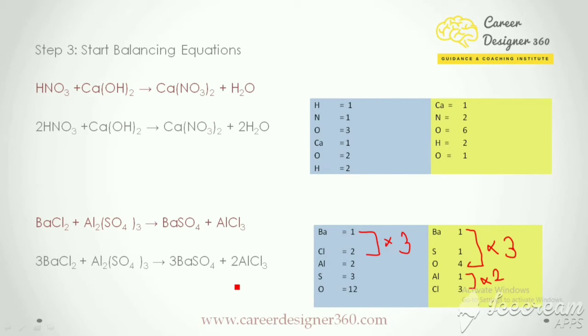Now on comparing both the sides, we have 3 atoms of barium, 6 atoms of chlorine, then we have 2 atoms of aluminum, 3 atoms of sulfur, and 12 atoms of oxygen. Hence this is a balanced equation.